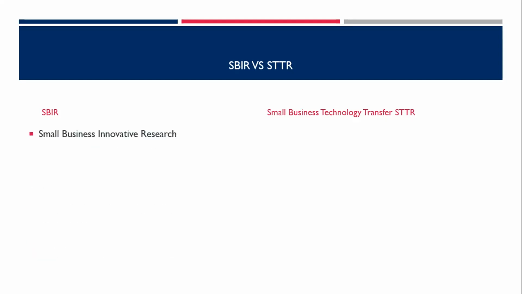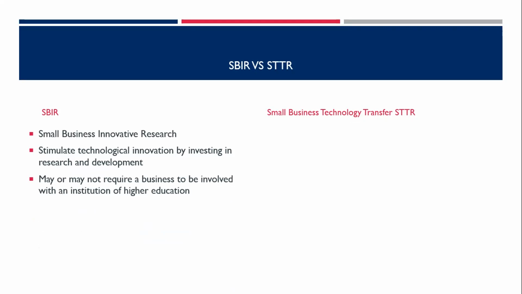SBIRs are small business innovative research grants. Okay, that's an SBIR. They stimulate technology and innovation by investing in research and development. And they may or may not require a business to be involved with an institution of higher education. You can have an institute of higher education involved, but usually it's not required in an SBIR. And SBIRs tend to be agency specific, and I'm going to explain what that means in a second.